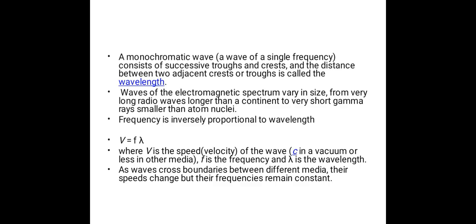A monochromatic wave, a wave of single frequency, consists of successive troughs and crests, and the distance between two adjacent crests or troughs is called the wavelength. Waves of the electromagnetic spectrum vary in size from very long radio waves longer than a continent to very short gamma rays smaller than atom nuclei. Frequency is inversely proportional to wavelength, so v equals f lambda, where v is the speed or velocity of the wave, c in a vacuum or less in other media.